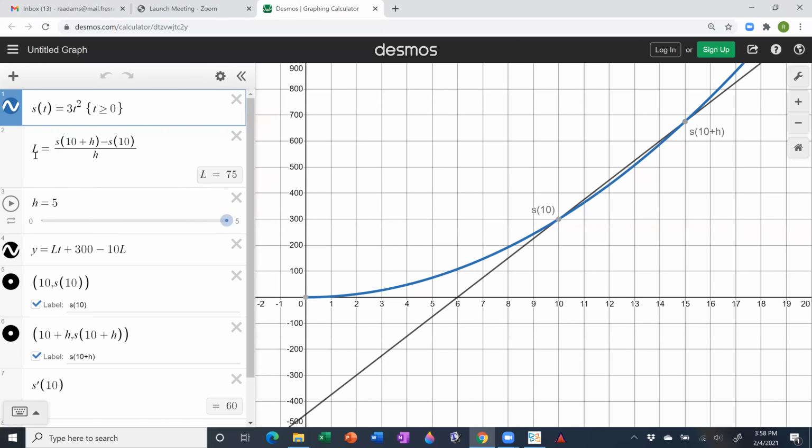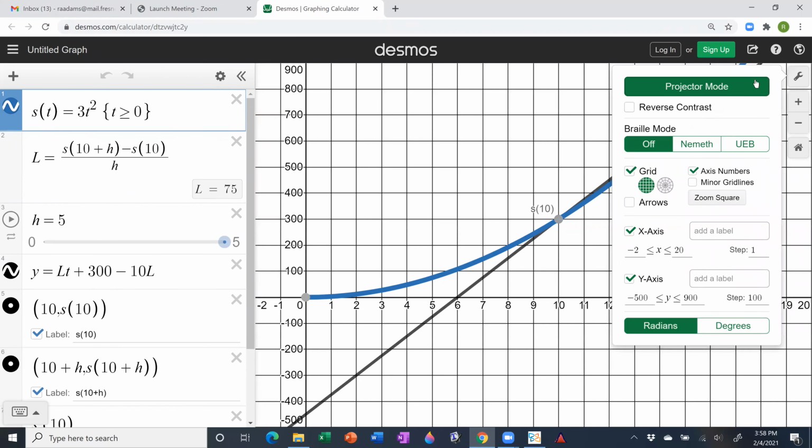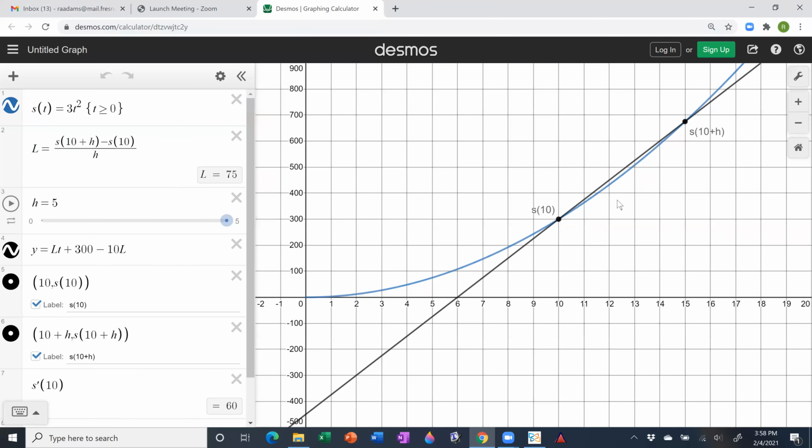I have this expression here labeled as L for limit, but right now it's not a limit because this is the average rate of change, s of 10 plus h minus s of 10 all over h. But right now I have h, and this is the great thing about Desmos, I have h set at 5. What's going on over here is I have the different points plotted. So at a t-value of 10, s of 10 comes up here, and that's plotted on the graph. And right now I have h set at 5.